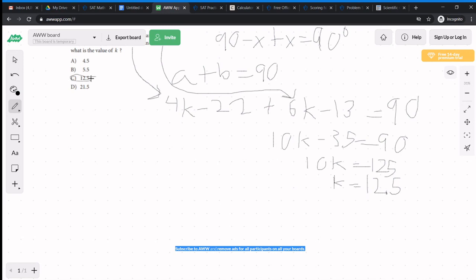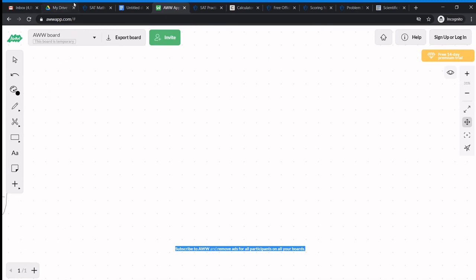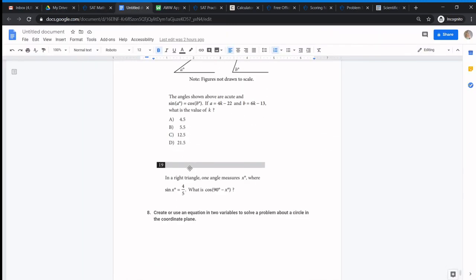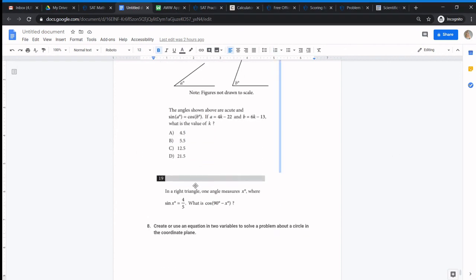There we go. Alright. So pretty simple problem, not too bad. Again, if you don't entirely understand, don't worry. Just try and do some problems with cosine and sine being complementary. You'll get it pretty soon.